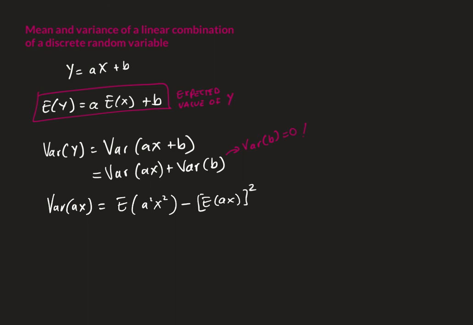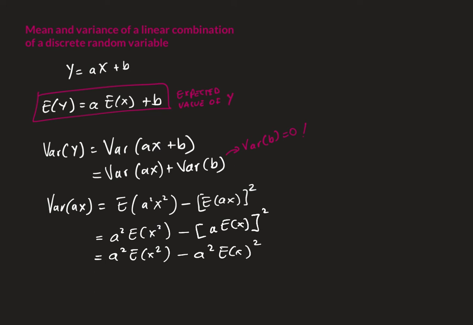Using the result that we found here for the expected value of y, we can use that result to say that the expected value of a squared x squared is going to be a squared times the expected value of x squared. Minus, and we know that we can apply that to this term as well, so we can write this as a times the expected value of x, everything squared. So this becomes a squared times the expected value of x squared minus a squared times the expected value of x, squared. Now if we take the a squared out as common factor, we get the expected value of the squares minus the expected value of x squared, and that is the variance of x. So the variance of ax, or the variance of y, is a squared times the variance of x. So now we get the relationship: the variance of y is a squared times the variance of x.